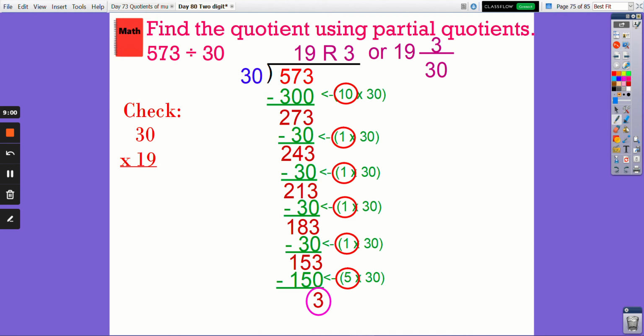So when we check, we're going to multiply our 19 times our 30, and then we're going to add our remainder, and we end up with 573. And that is where we started. So again, right here, if you knew we couldn't pull out 10 because it's not quite 300, but you know it's somewhere less. So if you know some math facts, you can pull out more than that.